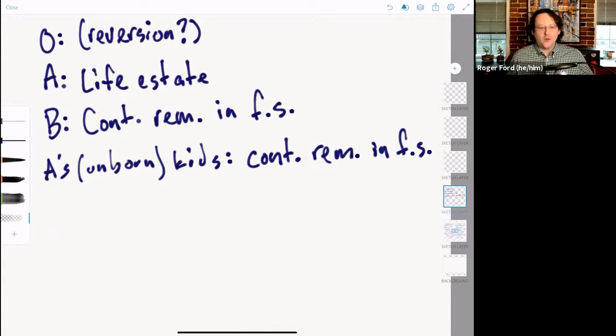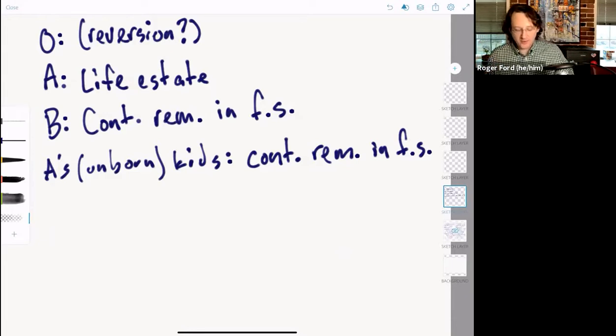So both of those are remainders, and they're both contingent because in both cases, something has to happen for that person to get it. So A's unborn children have to be born. And B, we can't know until A dies if B will get it because we have to evaluate if at A's death, A is survived by any children. Does that make sense?